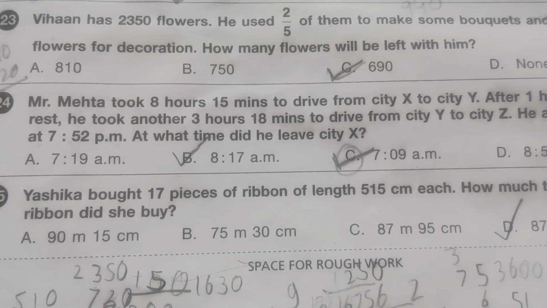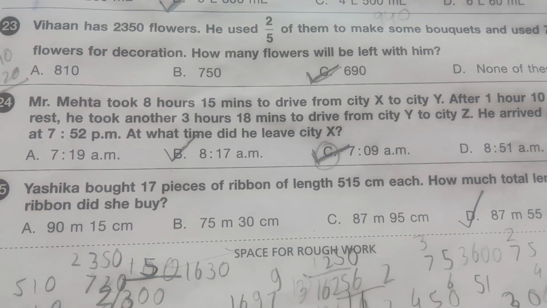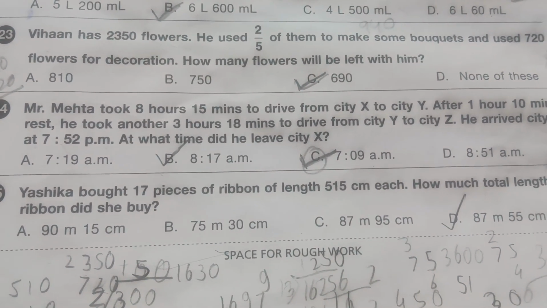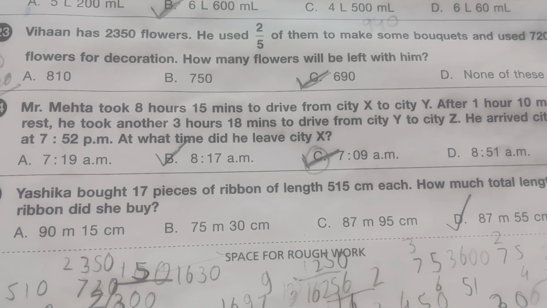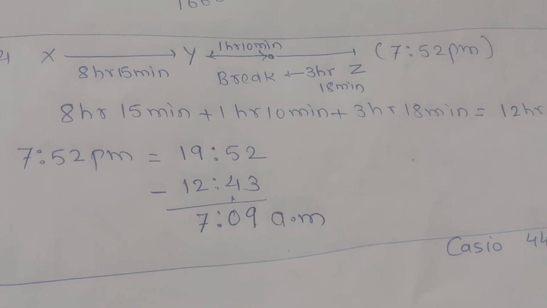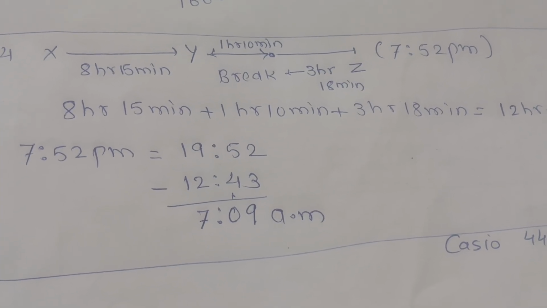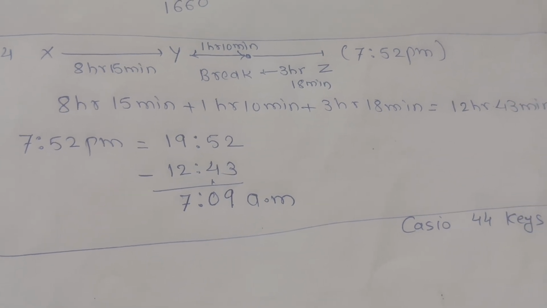Mr. Mehta took 8 hours 15 minutes to drive from city X to city Y. After a 1 hour 10 minutes break, he took another 3 hours 18 minutes to drive from Y to Z. He arrived in city Z at 7:52 p.m. At what time did he leave city X? To calculate this, first we have to add all the times of the journey, that is 8 hours 15 minutes, 1 hour 10 minutes and 3 hours 18 minutes.